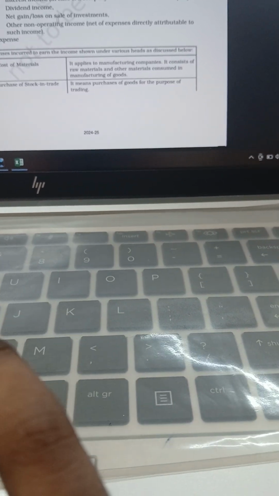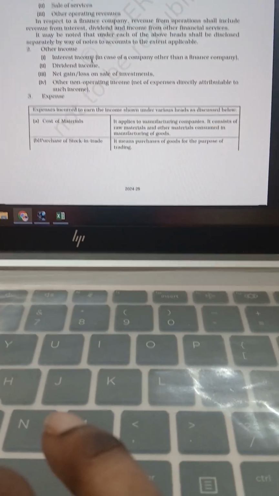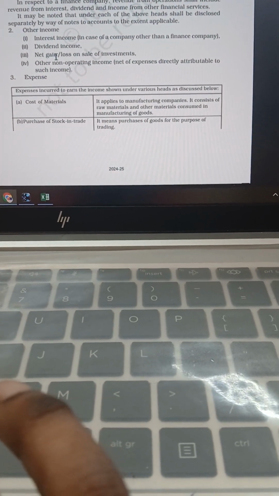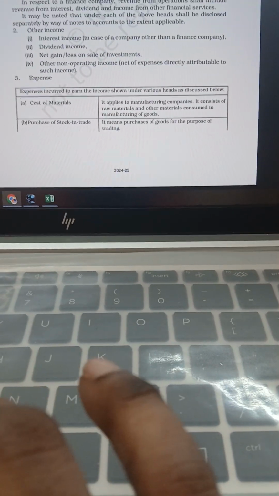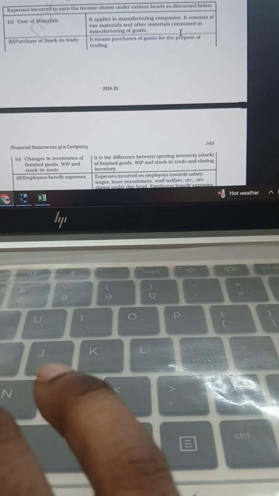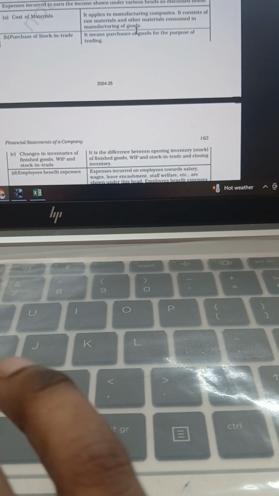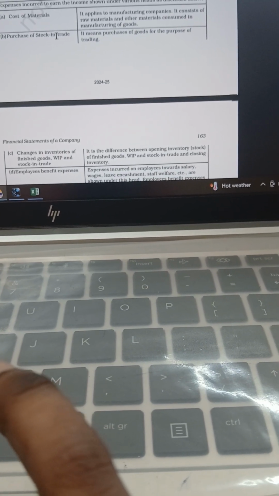Our second item relates to other income. It includes interest income in the case of a company other than a financial company, then dividend income, if we got any income relating to dividend, net gain or loss on sale of investments, and other non-operating incomes. Then expenses: what are the items related to expenses? Cost of materials applies to manufacturing companies. It consists of raw materials and other materials consumed in the manufacturing of goods.